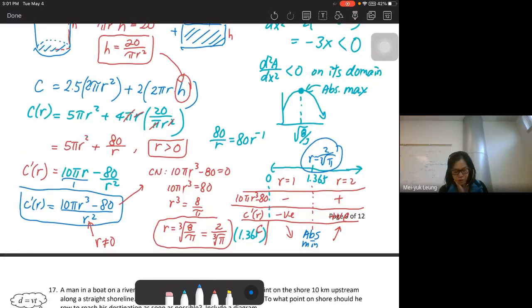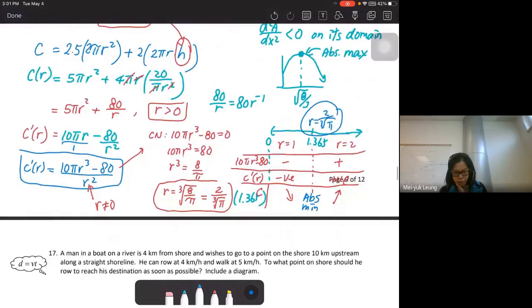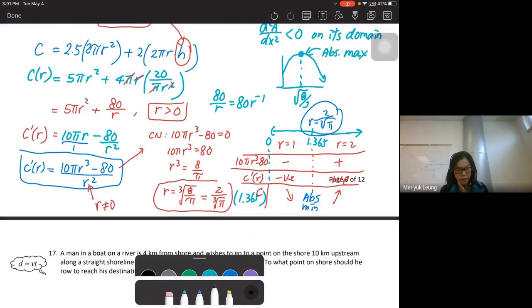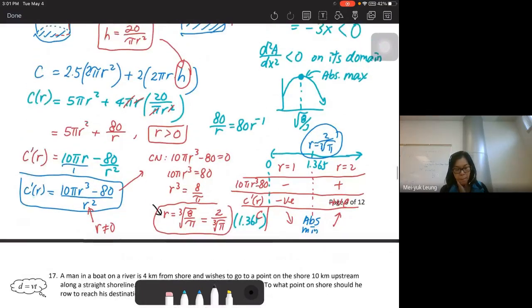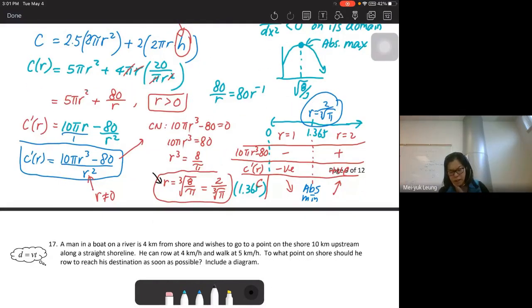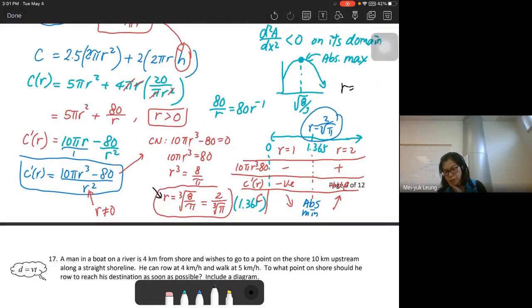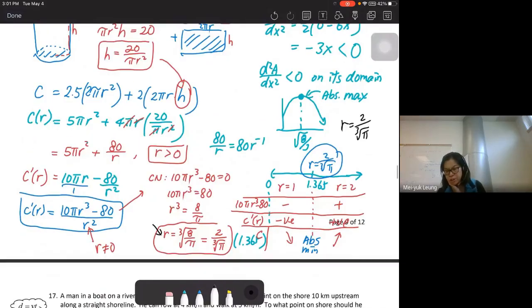Okay. So to finish up this question, you still need to find the height. When r equals this number, the height would be 20 divided by pi r squared. So I'll just give you the answer for this one. The r would be 2 over the cube root of pi. The unit is meters. And the exact value for the height would be 5 over the cube root of pi meters. So that would be the exact dimensions of this cylinder.